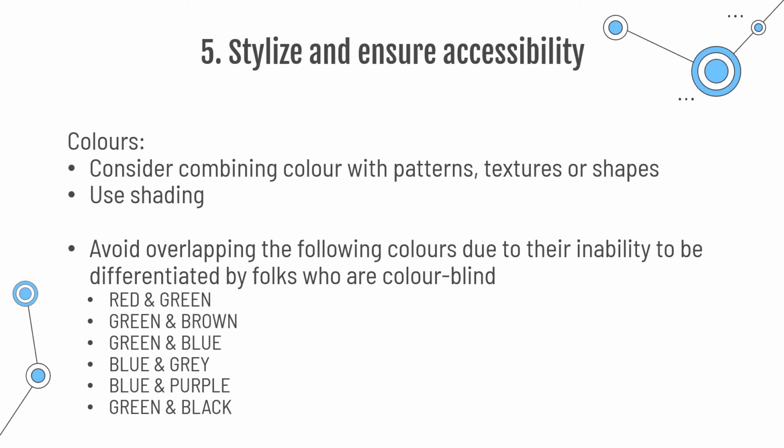As well, when you're looking at different color combinations, avoid overlapping the following colors because they can't be easily differentiated by people who are colorblind. So I've listed them here. So avoid overlapping red and green, green and brown, green and blue, blue and gray, blue and purple, and green and black. And this will ensure that people who may be colorblind can appropriately understand and take away the main message of your visual.